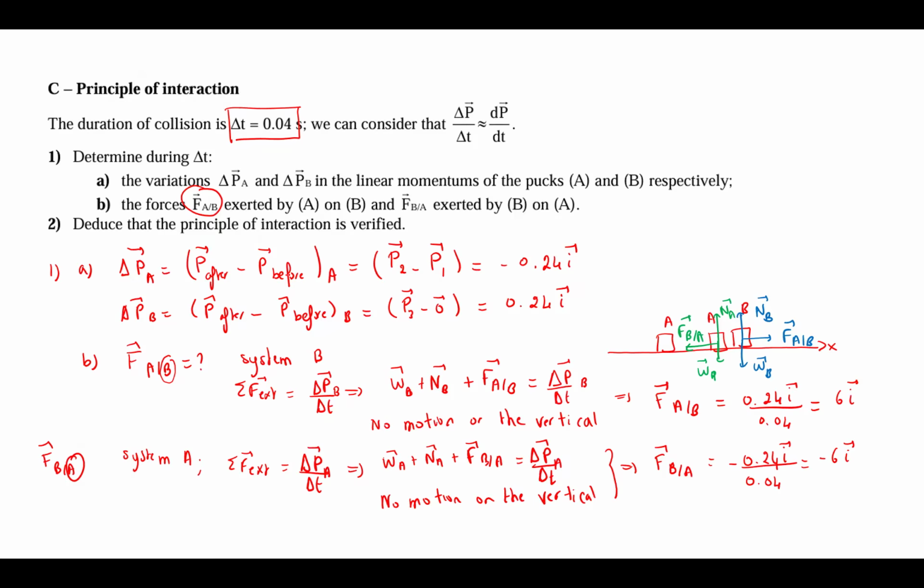Now, the question is, deduce that the principle of interaction is verified. So here, part 2, we notice that the force done by B on A is opposite to the force done by A on B. And when I say opposite, I mean opposite in direction, but equal in magnitude. So which means that the principle of interaction is verified.